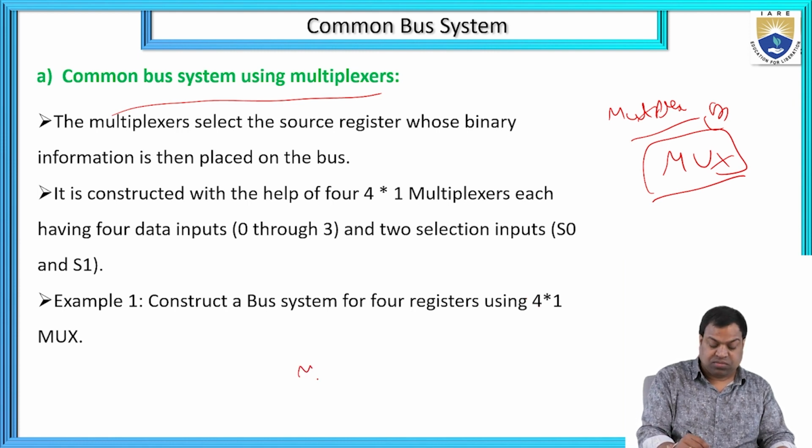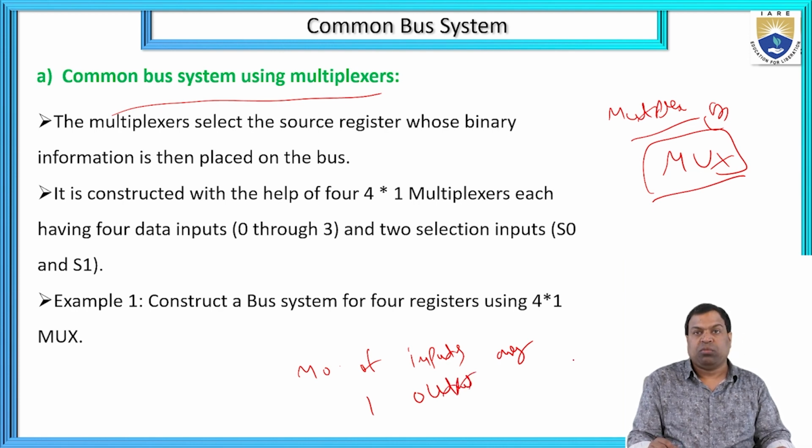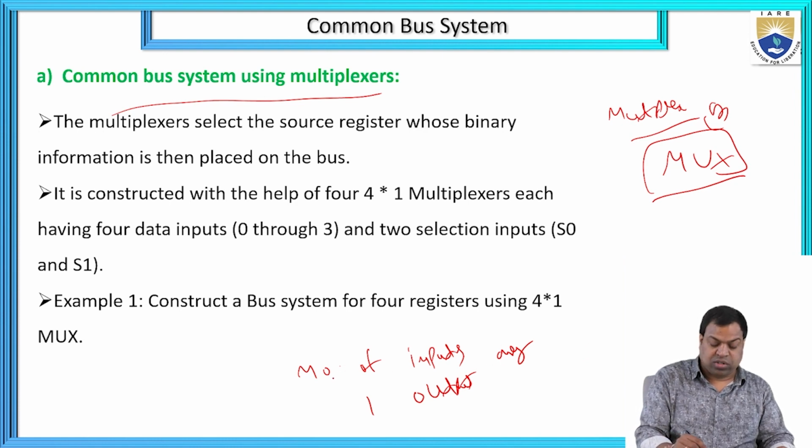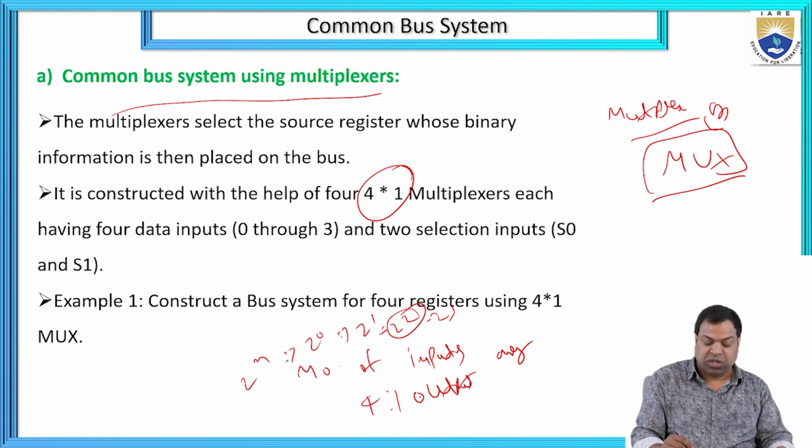Multiplexer means a number of inputs and one output. You can take a number of inputs, but we will get only one output. That is a multiplexer. Suppose I am taking n selection lines, then we get 2 power n inputs: 2 power 0, 2 power 1, 2 square, 2 cube, and so on. Here I am taking 4 into 1, that means 2 square.